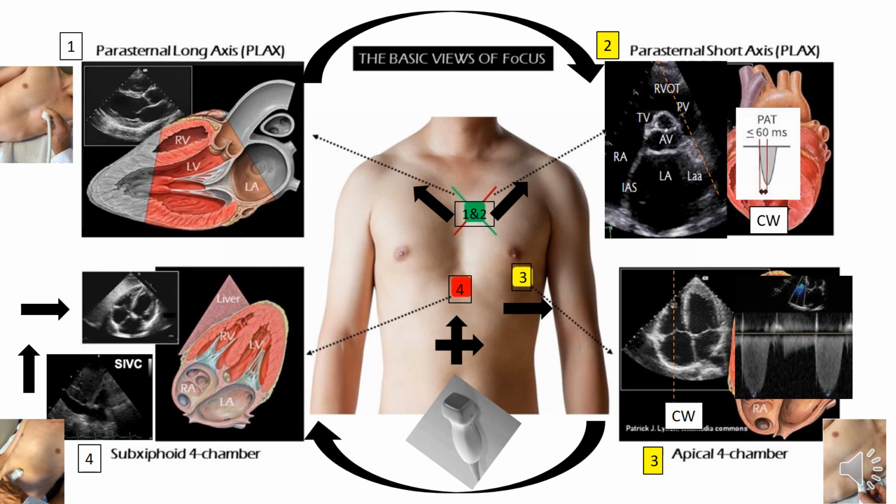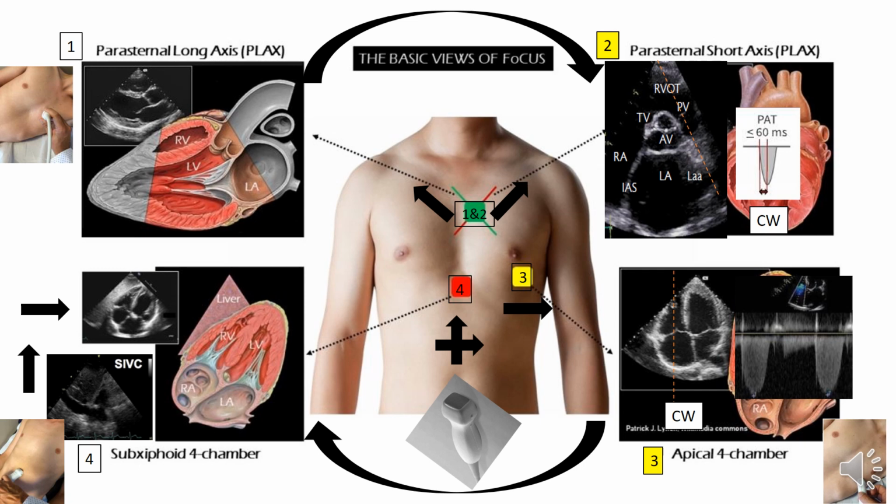Simply as a 2D view, we will appreciate RV dilatation when we see that the RV is equal to or even larger than the LV, and we get the second arm of the 60-60 sign by the same exercise, putting color Doppler over the tricuspid valve and pressing the continuous wave Doppler button and measuring the peak of this wave, and we will get the RV systolic pressure. If it is below 60, now we have the 60-60 sign accomplished.